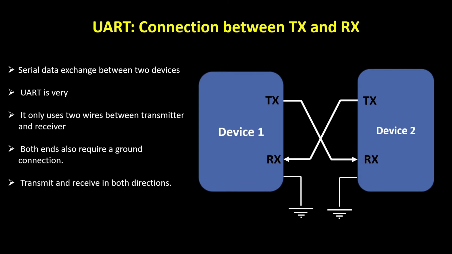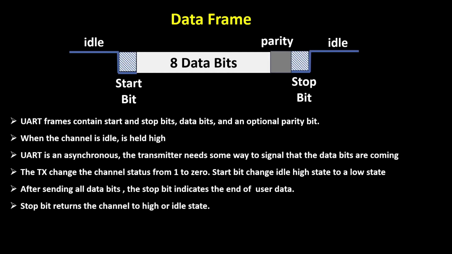So the implemented module in the Vivado design will have two external ports, TX as the output and RX as the input. UART frames contain a start and a stop bit, data bits between them, and optional parity bits. When the channel is idle, it is held high.